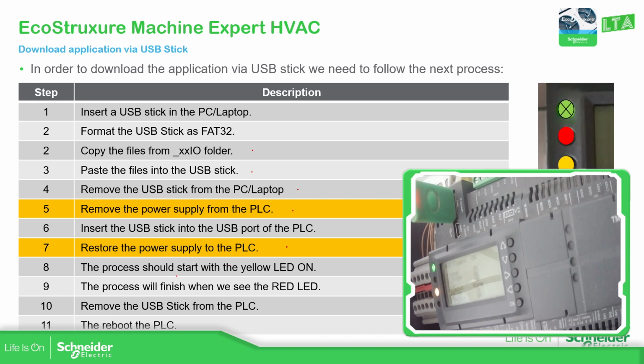Okay, so you can see the yellow LED in there, which is that one, and then the process will finish when we see the red one. Okay, and then we should be able to remove the USB and then reboot the PLC. Just wait for it. Okay, so you can see there it just updated the application.